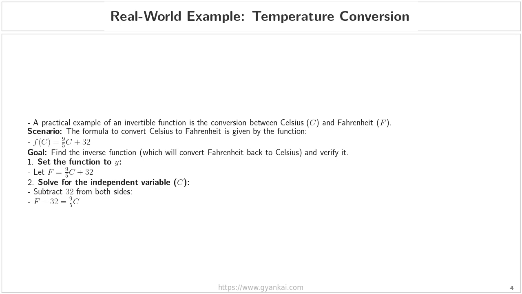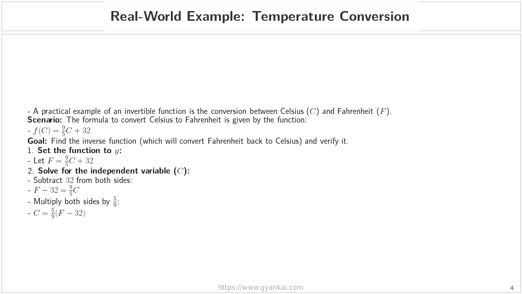Moving to step 2, we need to solve for the independent variable, which is c. To isolate c, we first perform the inverse operation of addition by subtracting 32 from both sides of the equation. This gives us f minus 32 equals 9/5 c. Next, to completely isolate c, we multiply both sides by the reciprocal of 9/5, which is 5/9. This results in c equals 5/9 times the quantity f minus 32.